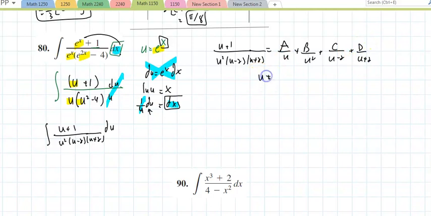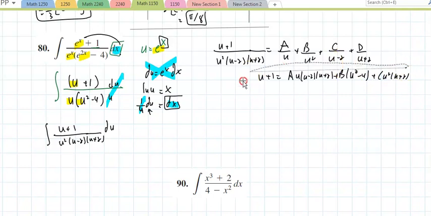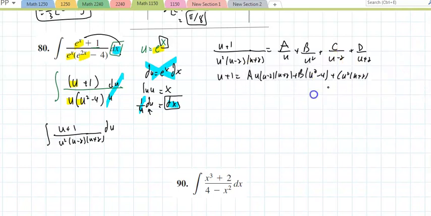If I clear the fractions, b times u minus 2 times u plus 2, that could be u squared minus 4, right? Plus c u squared times u plus 2, plus d u squared times u minus 2. And there are 3 values I could choose: u equals 0, 2, and negative 2. If I let u equal 0, I'll get a 1 equal, that's a 0.